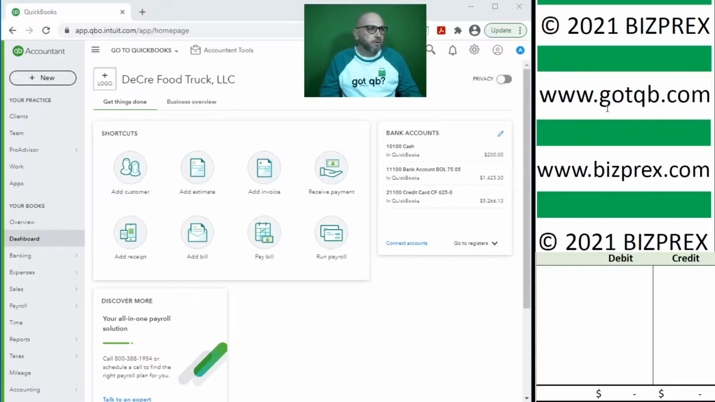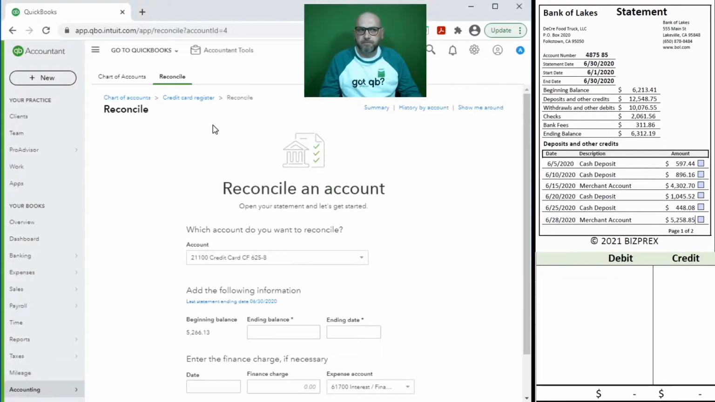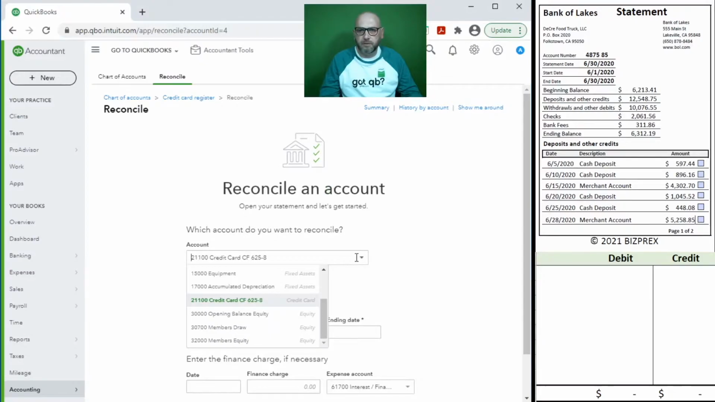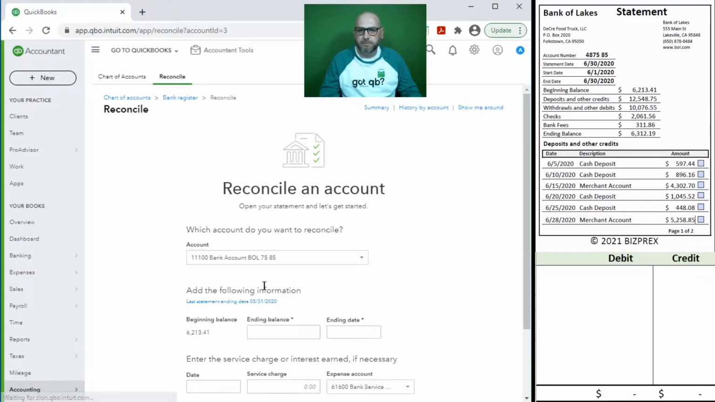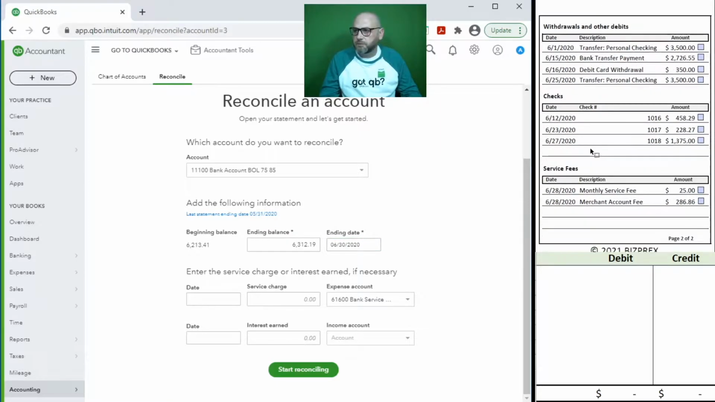Okay, let's go ahead and reconcile our bank statement for the month of June. So here it is. Make sure that it's selected right here. All right, our ending balance. Okay, our ending date. All right, do we have any service charges? Yes, we do, $25 right here.